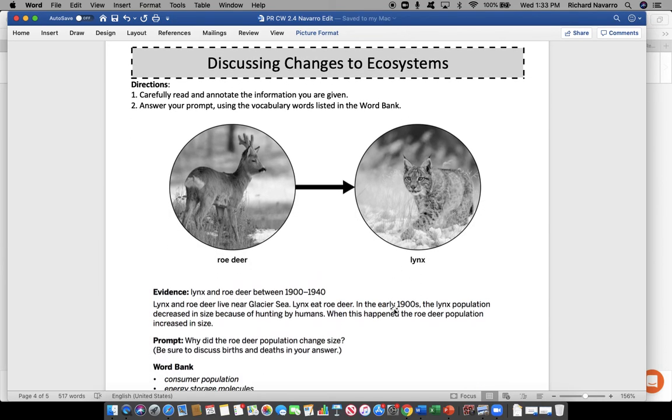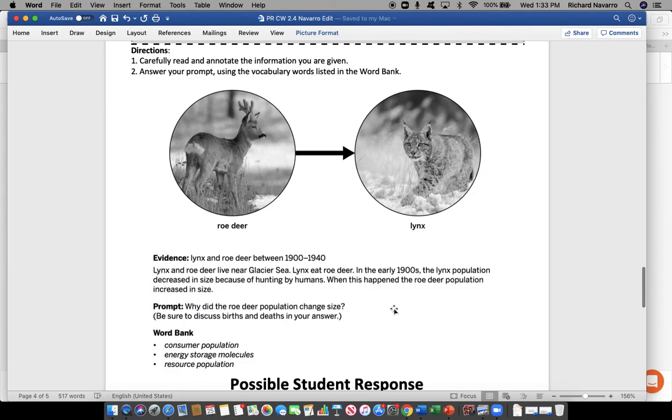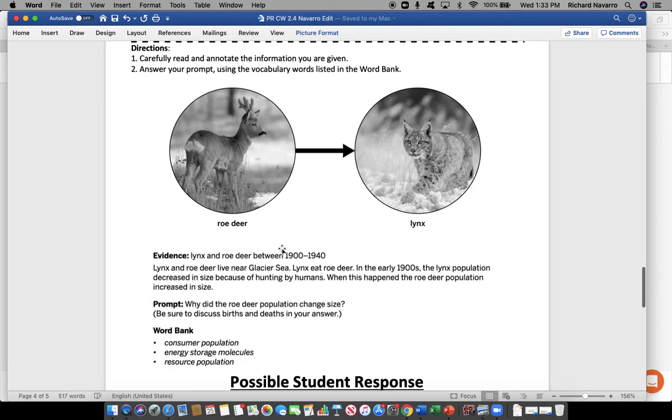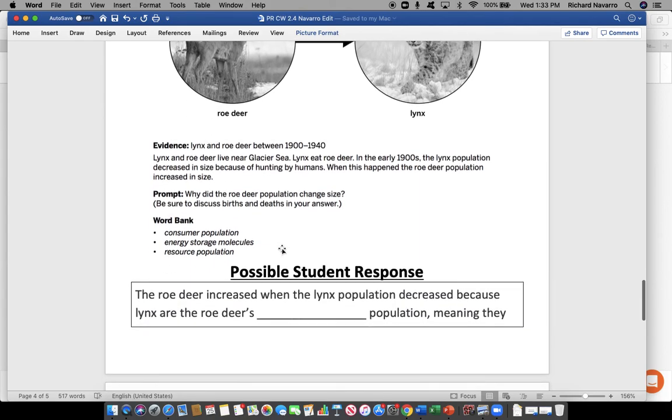Now, you have a little bit of a challenge in front of you. You need to read this, discussing changes to ecosystems, and record your responses on the Google form. This will be your independent practice. I'll review it later today.